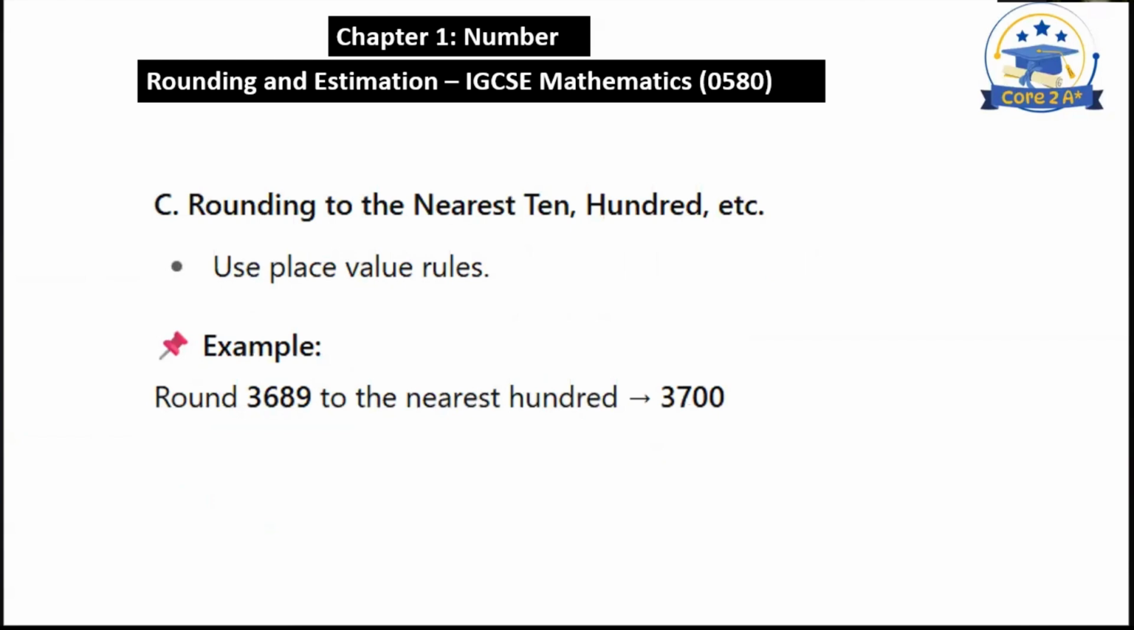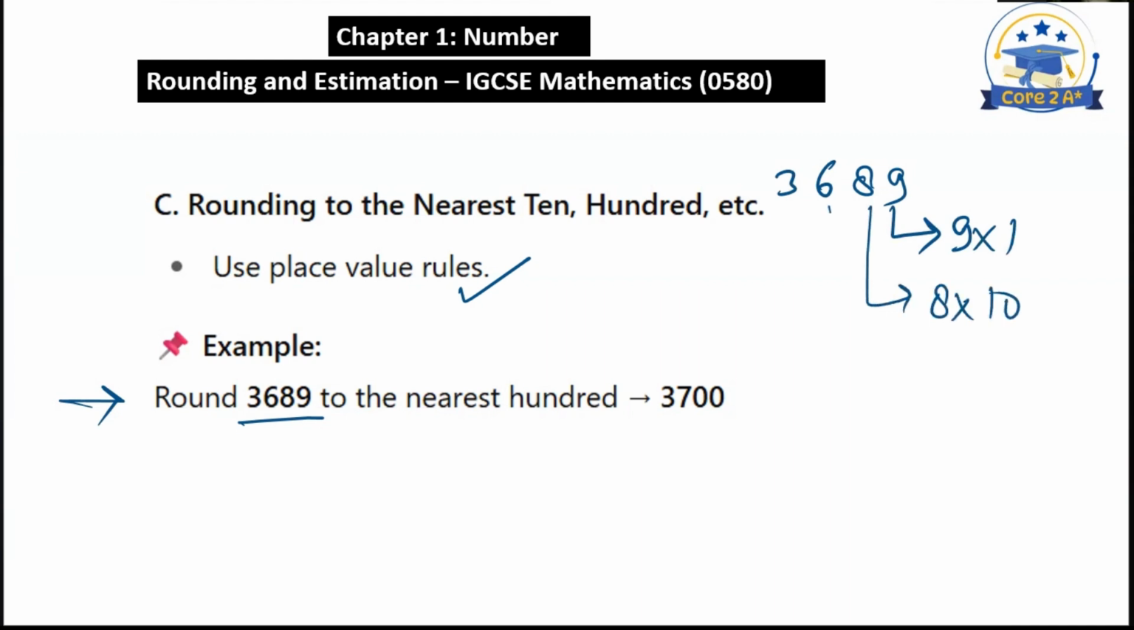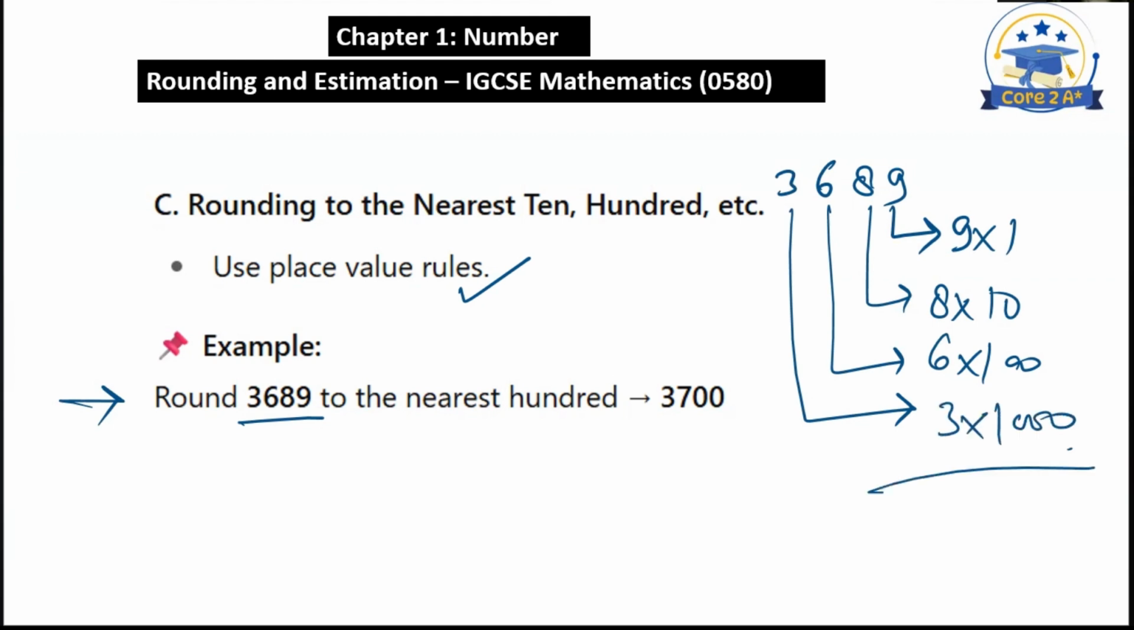Moving to the next, rounding to the nearest 10, 100, 1,000 and so on. Use the place value rule. You could use it, but we don't have so much time in examination, so we cannot write like that. Suppose here we have 3689. We know this is ones, so 9 times 1, 8 times 10, 6 times 100. That's how we find the place value. 3 times 1000. But we don't have time in examination.